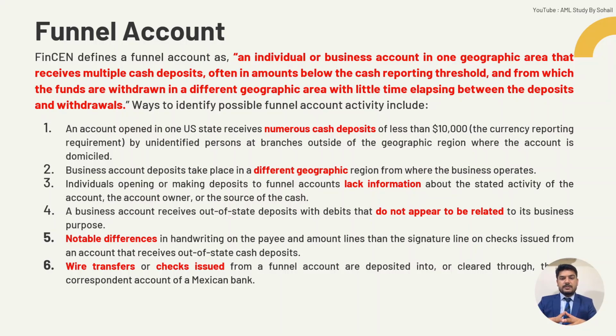Ways to identify possible funnel account activity include an account opened in a US state receiving numerous cash deposits of less than 10,000 USD. Because there is a threshold of 10,000, they deposit the money in the funnel account below the threshold, but make multiple deposits by unidentified persons at branches outside of the geographic region where the account is domiciled. Business account deposits take place in a different geographic region from where the business operates.